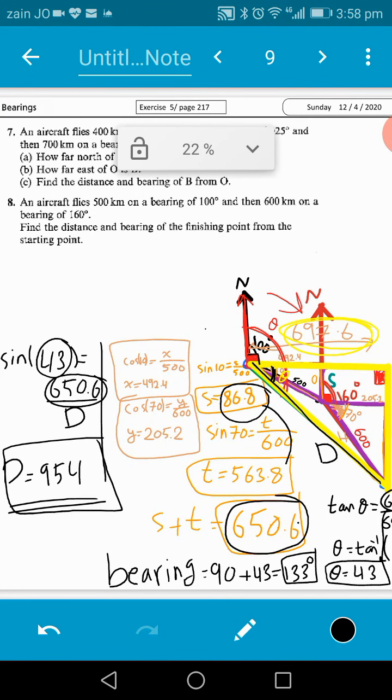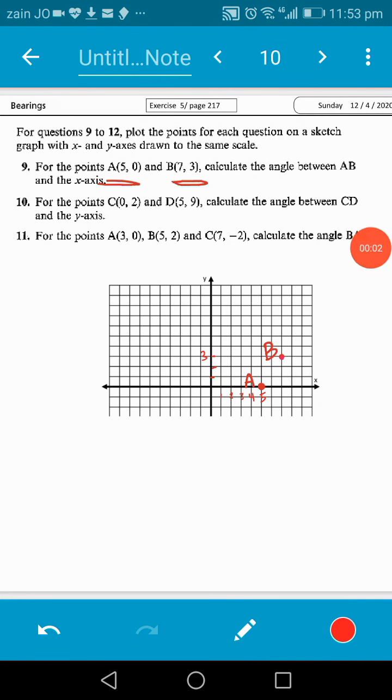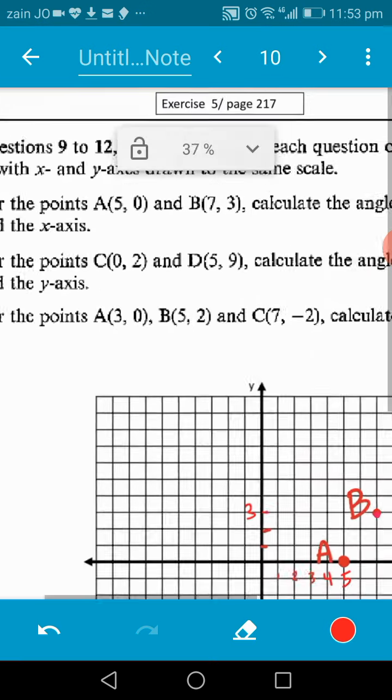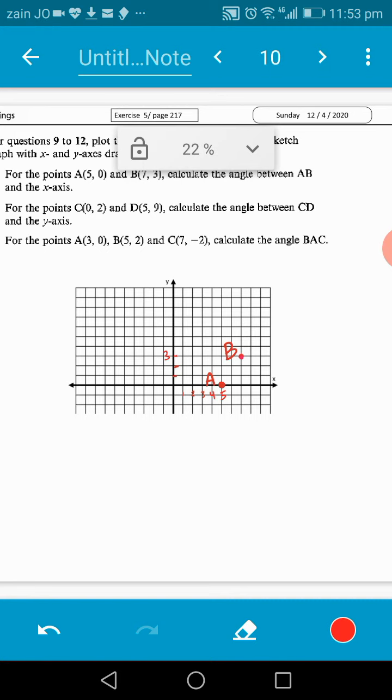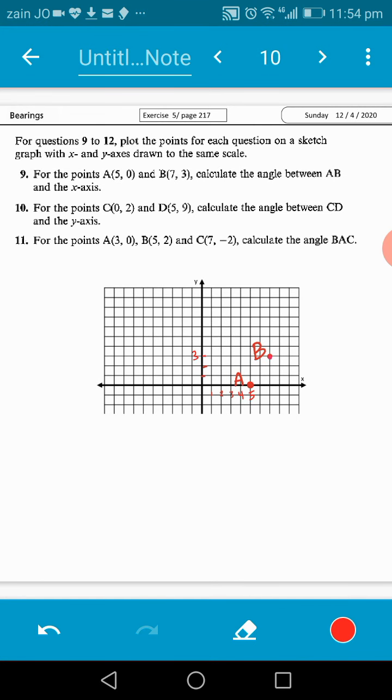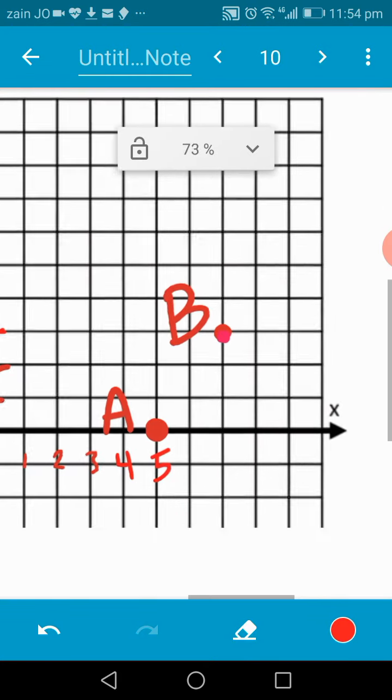Okay teacher, that's it. Okay, now question number 9. In this question, teacher, for the points A(5,0) and B(7,3), calculate the angle between AB and the x-axis. Of course, before that, for questions 9 to 12, plot the points for each question on a sketch graph with x and y axes drawn to the same scale. So question number 9 now. For the points A(5,0) and B(7,3), calculate the angle between AB and the x-axis. Okay, so this is the xy plane, and this point is A.